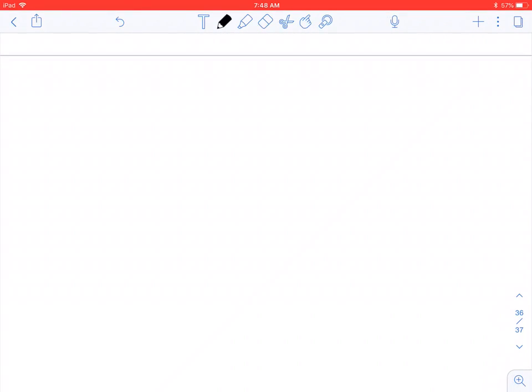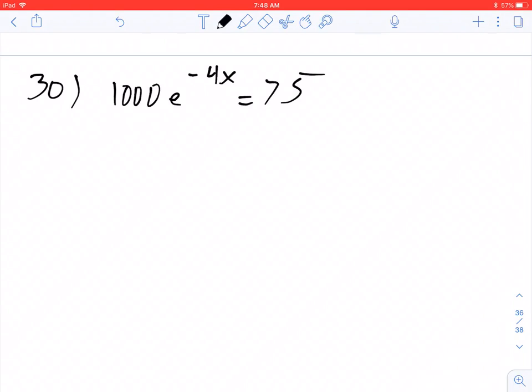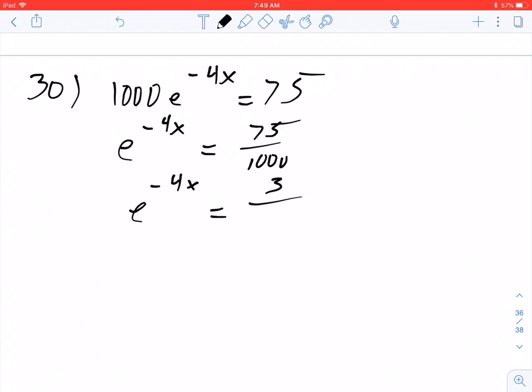All right, moving on to number 30. Number 30 is 1,000e to the negative 4x equals 75. We're going to start by dividing both sides by 1,000. So we'll have e to the negative 4x equals 75 over 1,000. That will reduce to 3 over 40.